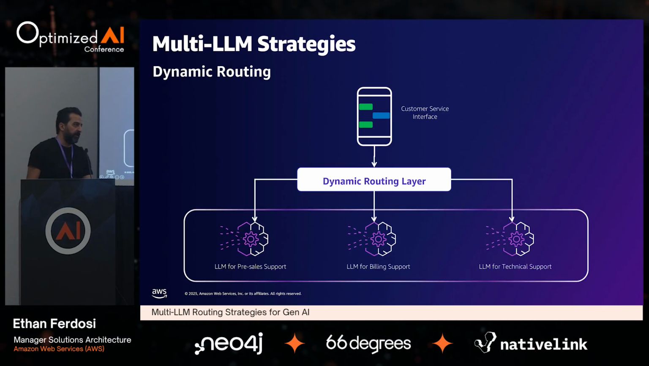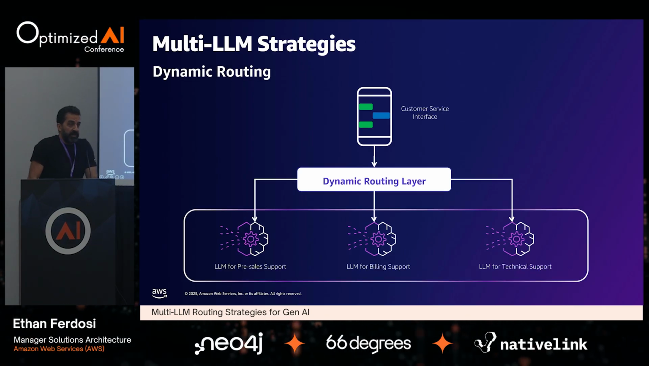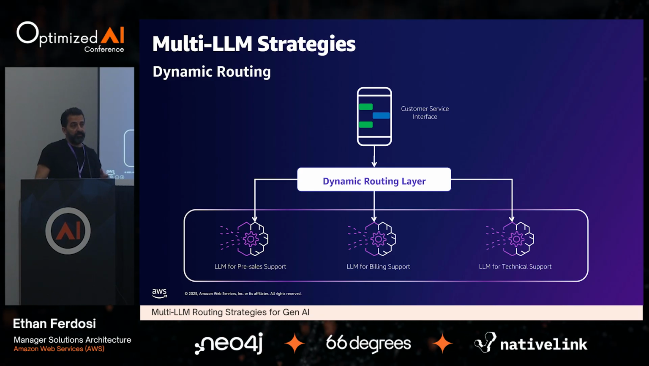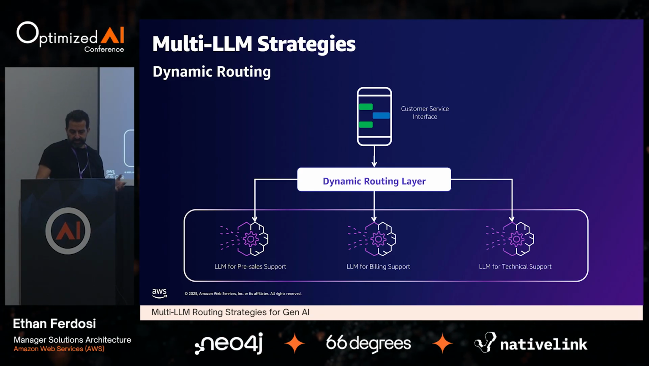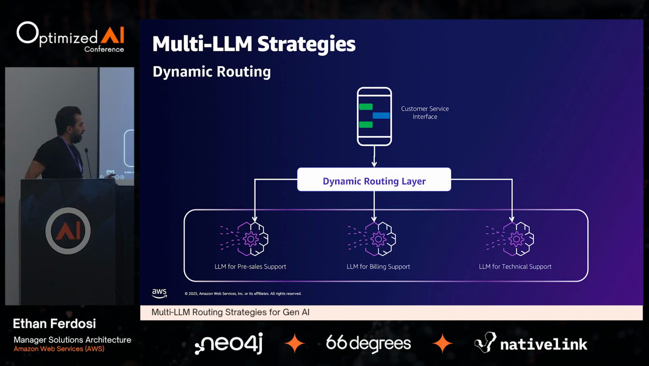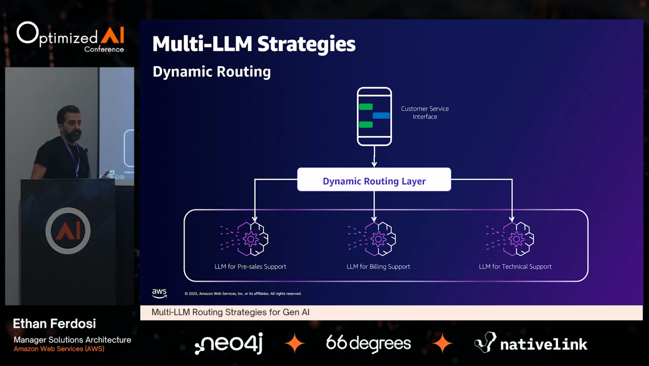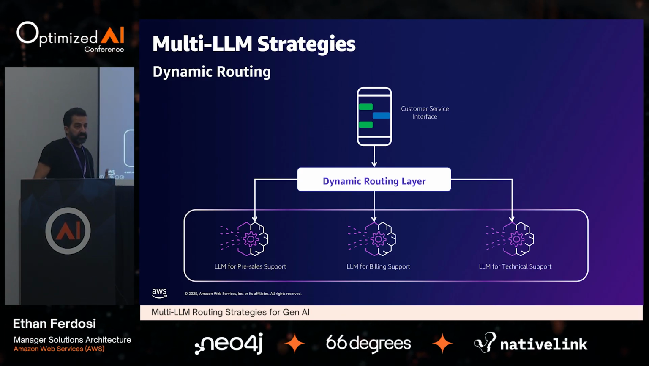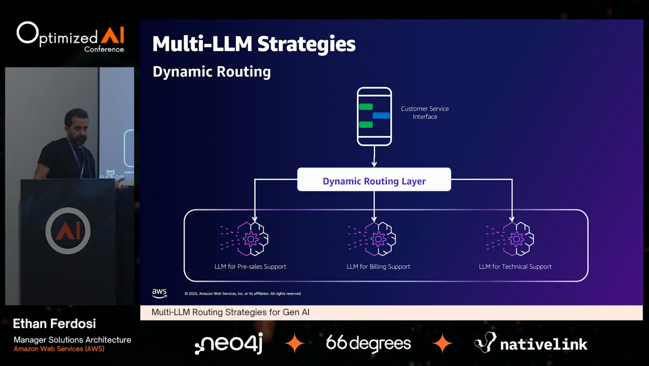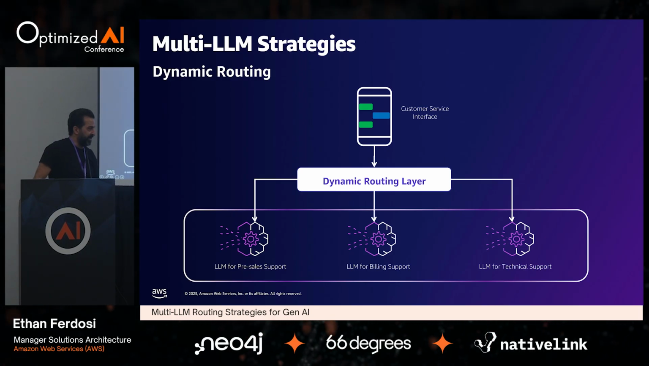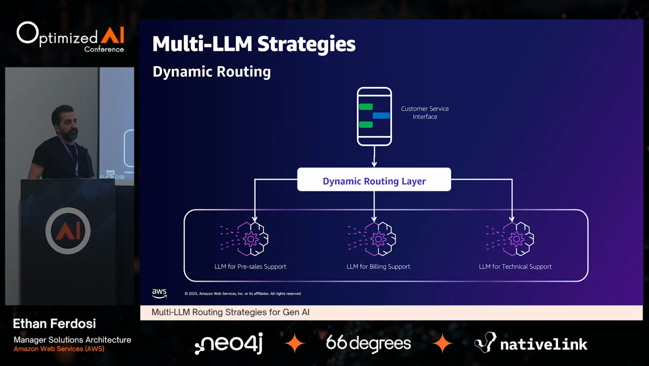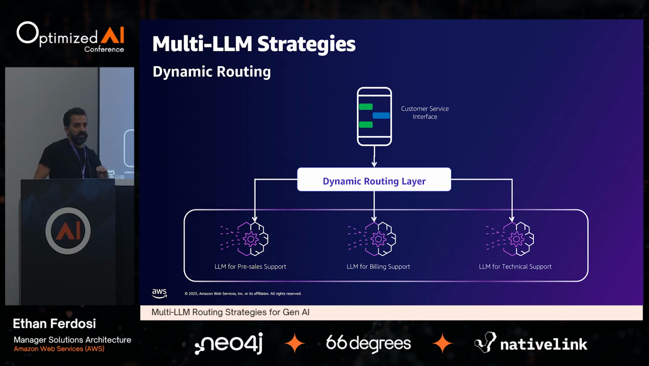Alternatively, you have something called dynamic routing. And with dynamic routing, there are many ways to implement it. As its name clearly says, you have a layer in between your application, your user interface, and your models that does this routing logic for you. Imagine this is an example of a customer service chatbot. A user comes in and asks a question, like, I have a problem with my laptop. And then your routing layer decides which department in the organization it should be routed to.